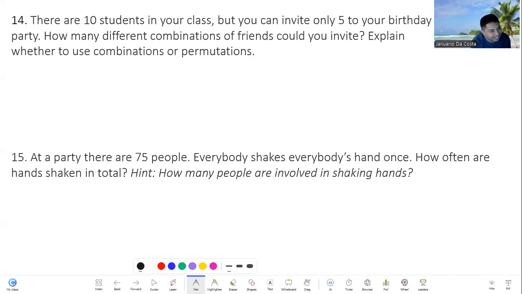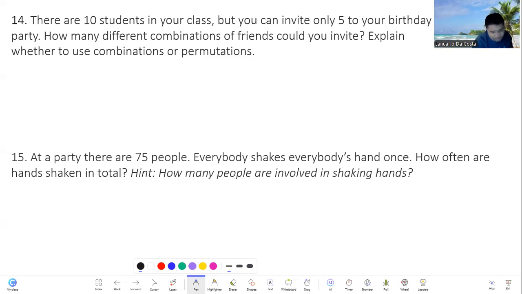For example, how many different combinations of friends could you invite? Explain whether to use combination or permutation. Combination. Why? Because selecting Mario and Euphrasia, or Euphrasia and Mario, is the same. It's just the same two people in a different order, so order doesn't matter.